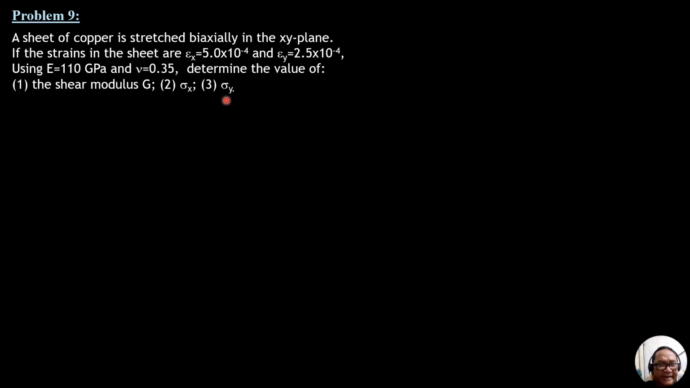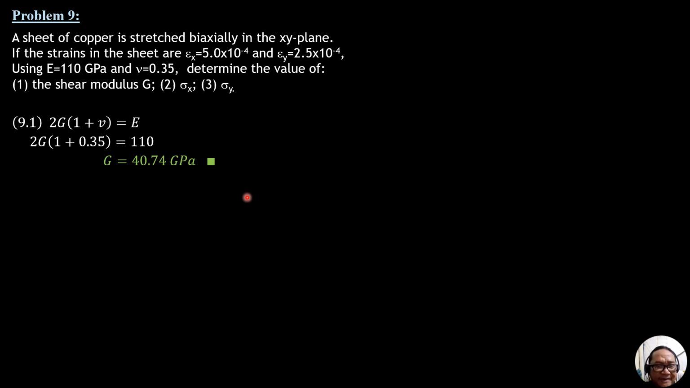So for shear modulus G, remember the relationship: 2 times quantity 2 times G times quantity 1 plus Poisson's ratio equals E. So that's the relationship, so that you cannot forget it. Substitute G unknown, 2G times quantity 1 plus 0.35 equals 110 gigapascals. So in gigapascals, G is equal to 40.74 gigapascals.